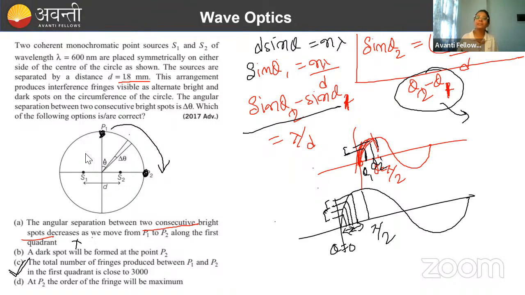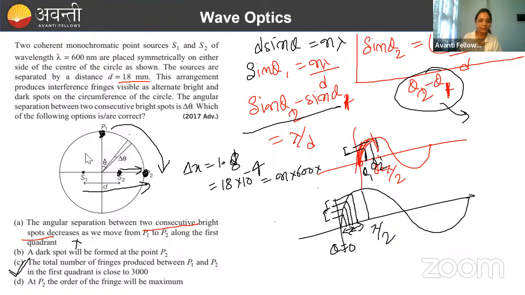So at point P2, just check what the path difference is. From S2, light is traveling and covering this distance. From S1, it will cover this distance. So what will be the path difference? Simply the separation between S1 and S2. So delta X will be 1.8 millimeters, which is equal to 18 into 10 to the power minus 4. Done. And if we equate it to n lambda, suppose, lambda is 600 into 10 to the power minus 9. So how much value are we going to get?